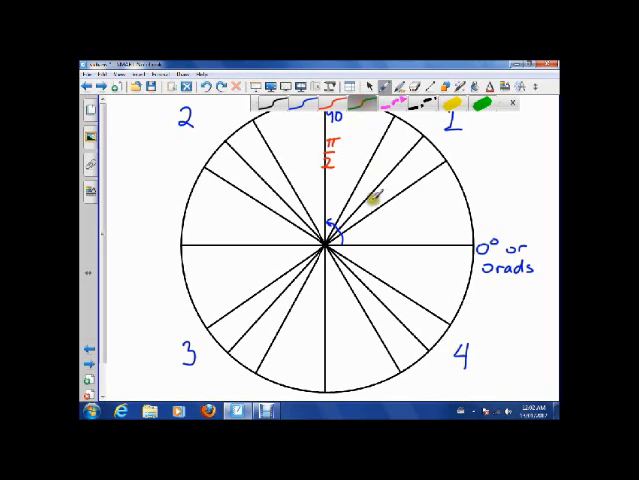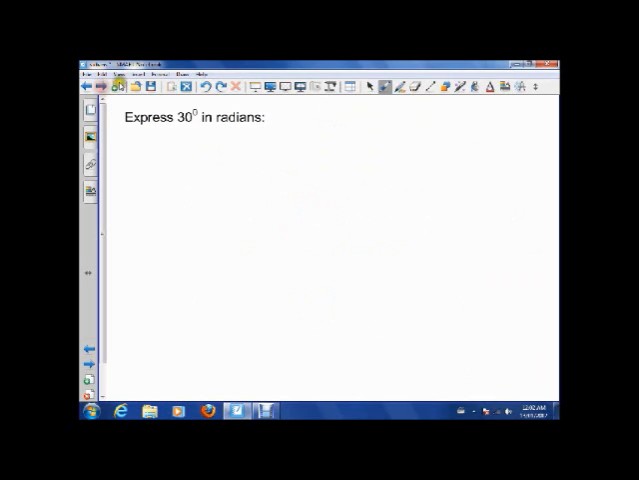Let's say we pick this angle right here. That angle seems to be halfway between 0 and 90, which means that it's 45 degrees. So that one's 45 degrees. Now let's see how we convert 45 degrees to radians.